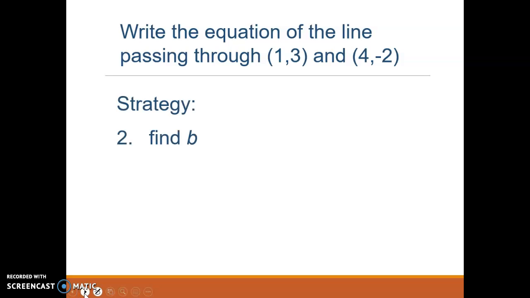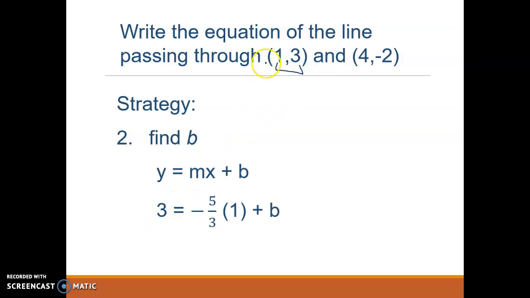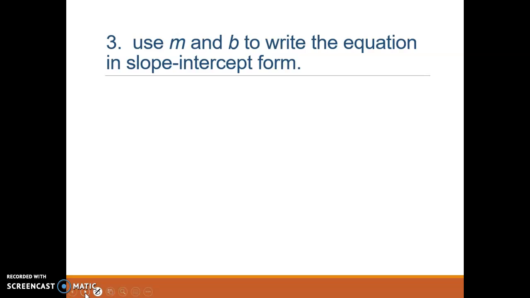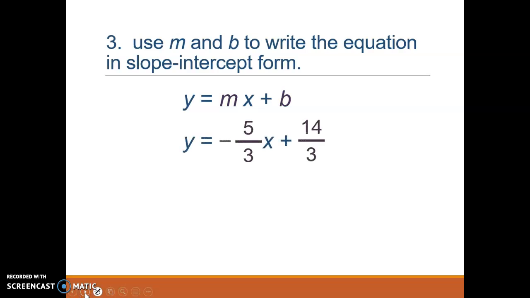Hopefully you said, let's find b by using y equals mx plus b. We know that we can use one of our xy points, so we're going to use this first one and plug in 3 for y, 1 for x. Our slope is negative 5/3, and now let's solve for b. We get 14/3 for b, so now we go back one more time to our y equals mx plus b, using our m and b to write the equation in slope-intercept form. We plug in negative 5/3 for our m, our slope, and positive 14/3 for our b.